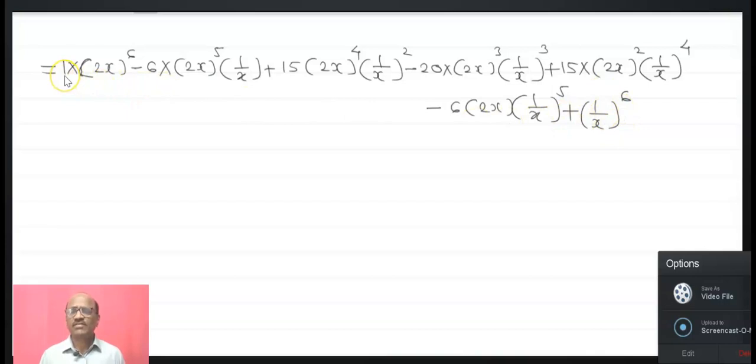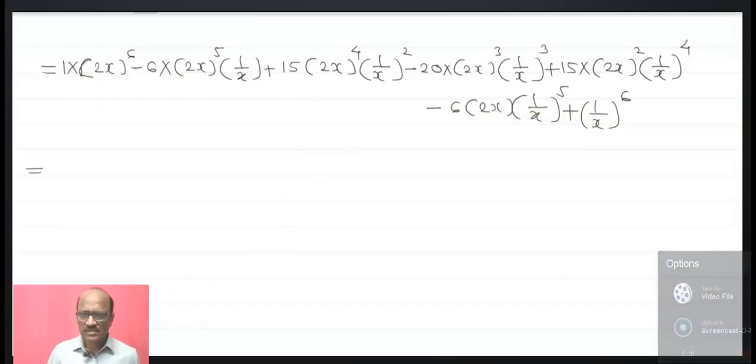Now what are these values? This is the value of 6C0, 6C1, 6C2, 6C3, 6C4, 6C5 and 6C6 is 1. These are the values. Now in the next step there are the calculations.